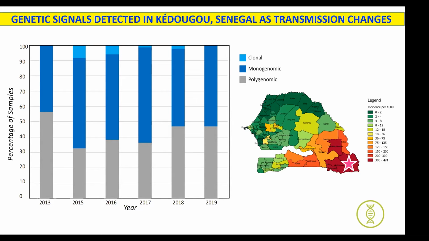This is the reason why those partners, who were ready to move back from Kédougou, from the south, agreed to continue intervention, because they know for sure that genomics helps us to understand that transmission is really going down because of the intervention. Next slide, please.